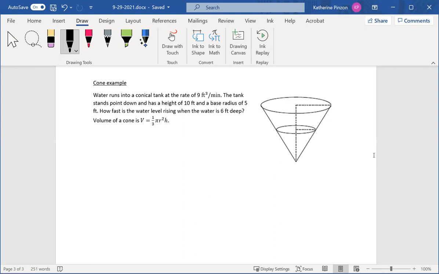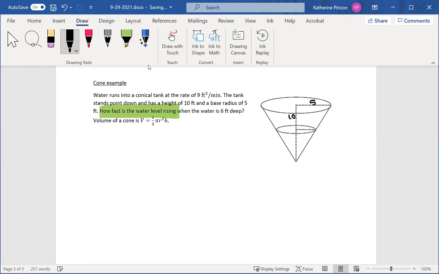How fast is the water level rising? So that's how fast this distance is going up, like here's the water. When the water is 6 feet deep, the volume of a cone is here. Oh, that was nice of us. How fast is the water level rising? Okay, I have a picture. Great.